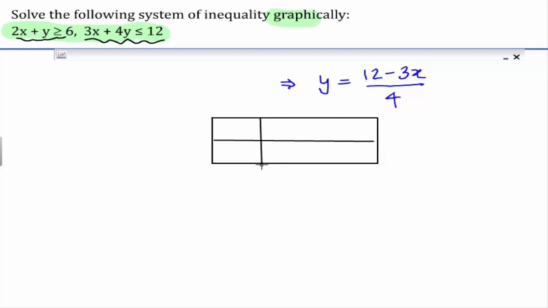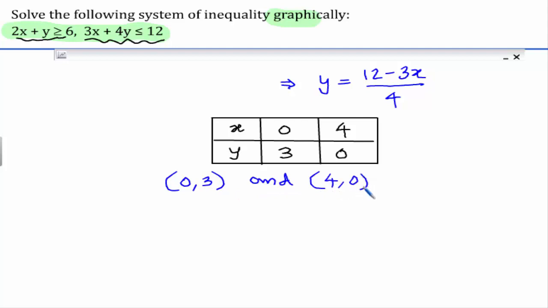In this table, we will write the values of x and y. Let us select the values of x, then by substituting the values, we get the values for y. If x is equal to 0, then we get 12 by 4, that is 3. And if x is equal to 4, we get 12 minus 12, which is 0. So what are the ordered pairs here? We get 0, 3 and 4, 0.